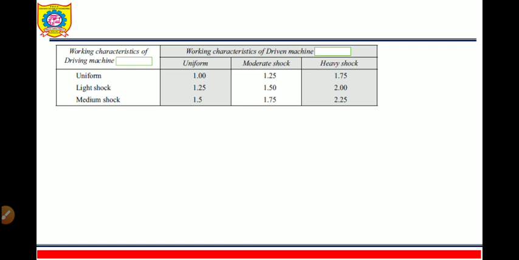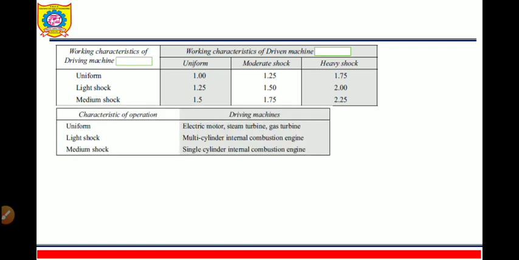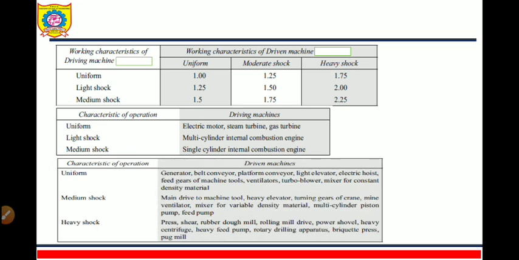Now what are the examples of uniform, light shock and medium shock? First one is for the driving machine. So uniform, like electric motor, steam turbine, gas turbine. Light shock will be driving machines like multi-cylinder internal combustion engine. Medium shock is like single cylinder internal combustion engine. Then the characteristic of operation for the driven machine, like generator, belt conveyor, platform conveyor.